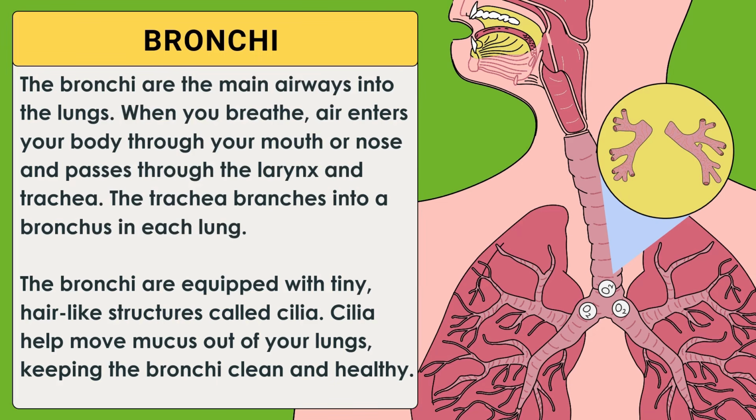Next is bronchi. The bronchi are the main airways into the lungs. When you breathe, air enters your body through your mouth or nose and passes through the larynx and trachea. The trachea branches into a bronchus in each lung. The bronchi are equipped with tiny hair-like structures called cilia. Cilia help move mucus out of your lungs, keeping the bronchi clean and healthy.